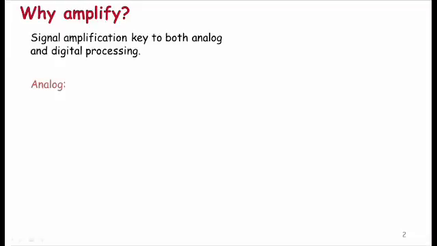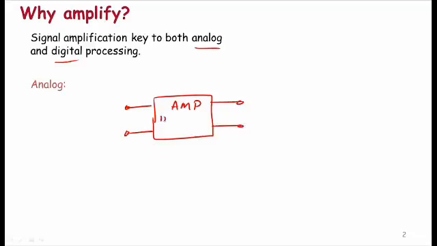Before we talk about amplification and amplifier devices, let's try to understand why we care about amplification. Signal amplification is key to both analog and digital signal processing. So what is amplification? Let's take a look at why it is useful in the analog domain to begin with, and then we'll look at why it is useful in the digital domain. If you look at an abstract amplifier device, I can draw a little box like this, and this is my amplifier. The amplifier has two ports, the input port and an output port.